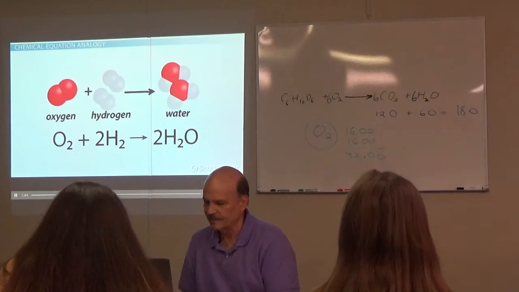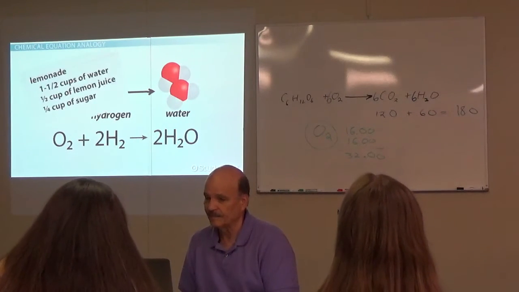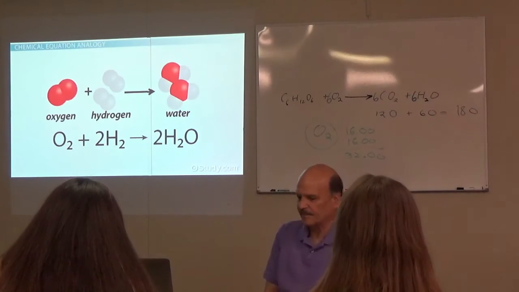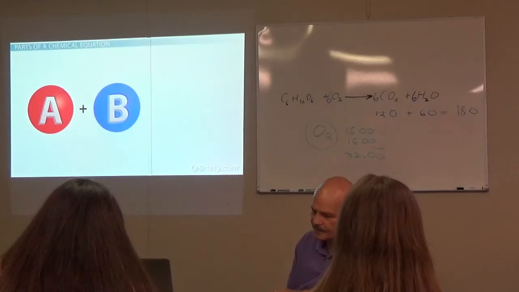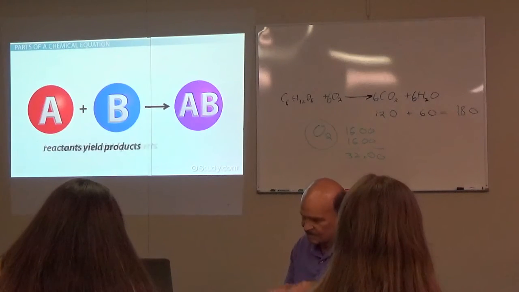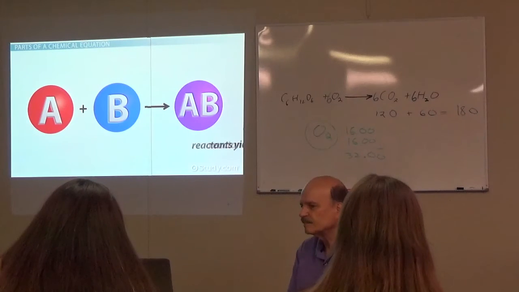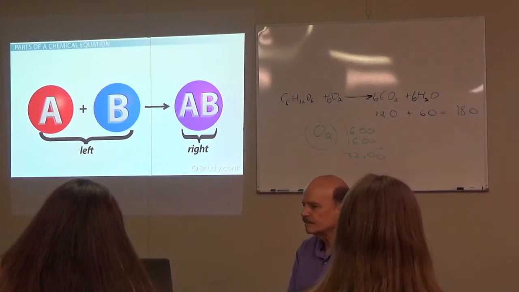As you can see, both the chemical equation and the recipe for lemonade provide adequate information that shows how to create a new product. In general, we represent an equation in this way: A plus B yields AB, reactants yield products. We say that there are left and right sides of an equation and that they are separated by an arrow.